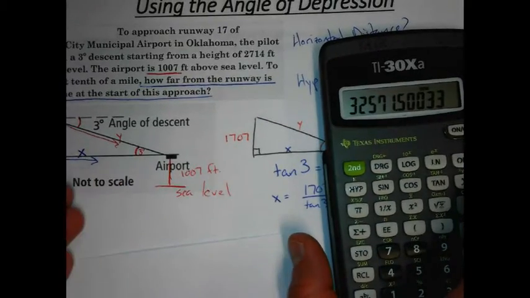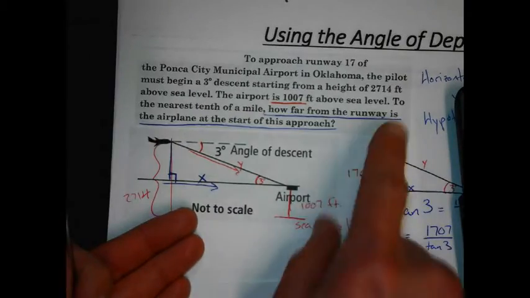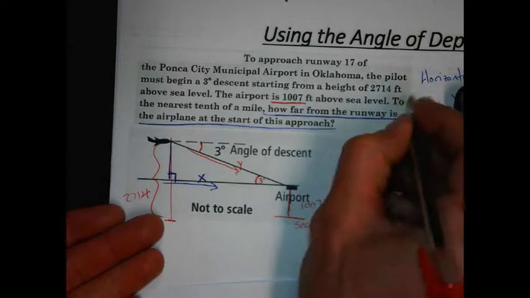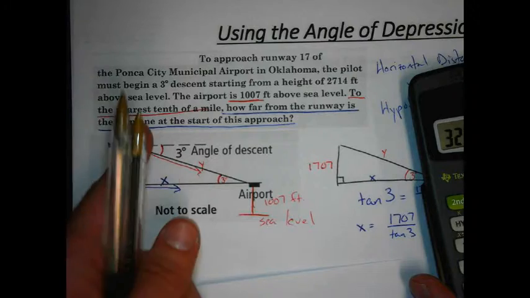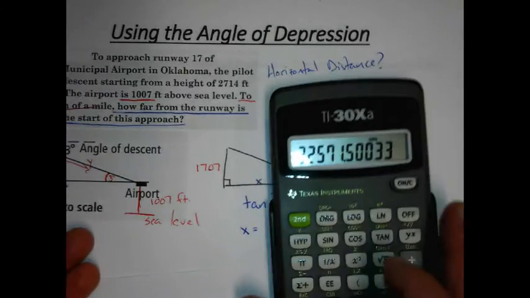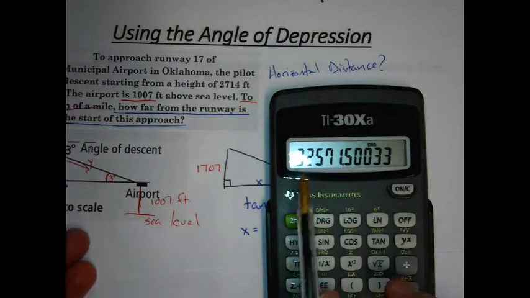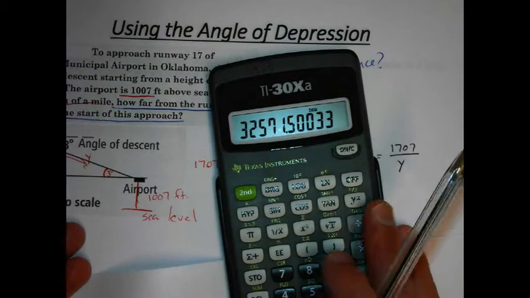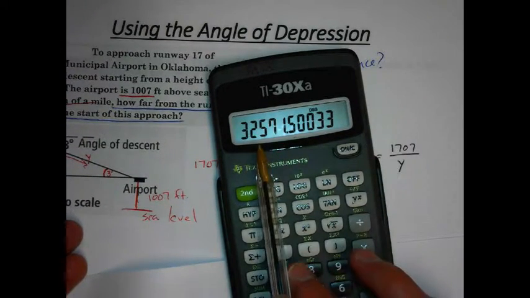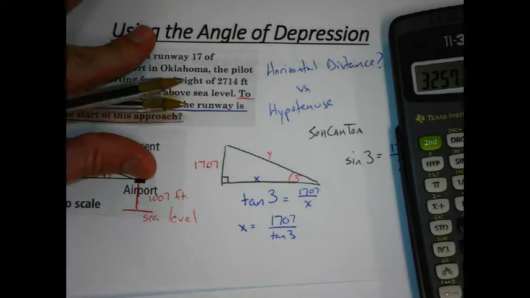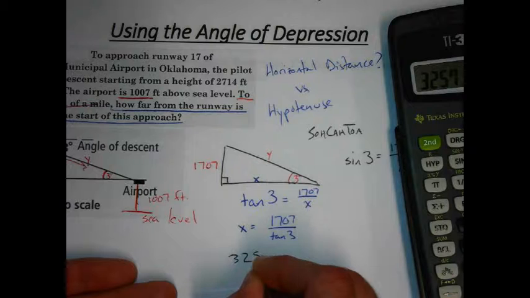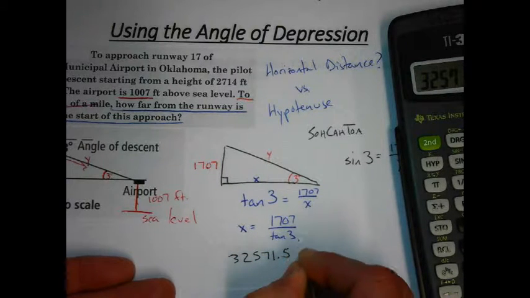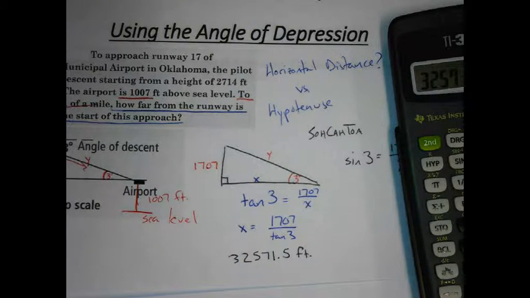And so we want to read the question again. The question is asking about to the nearest tenth of a mile. Well, that's interesting. To the nearest tenth of a mile. And this is the number of feet that we have, 32,571.5 feet. That's not miles. That's feet. So what about miles?